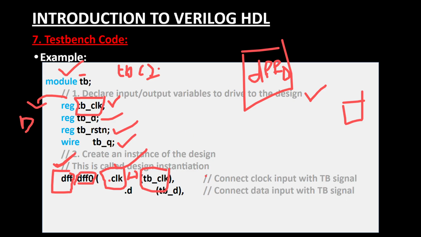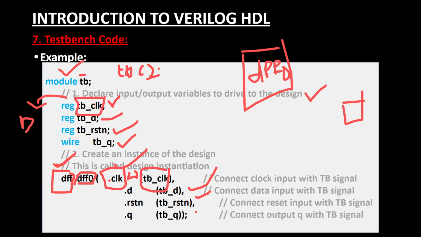Next, similar to the D input, and similarly the reset, and similarly the dot Q, which means the output, we have to connect. Instantiation means we are calling the T flip flop, right? And we have given some instance name and we are connecting those design code signals and TB signals. Then only can we get the output and know the result, right.